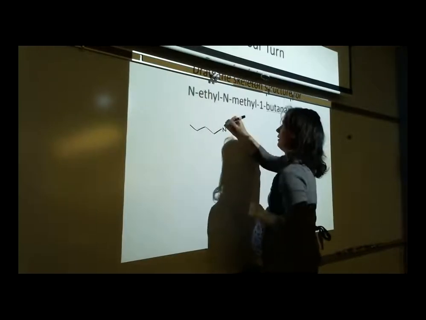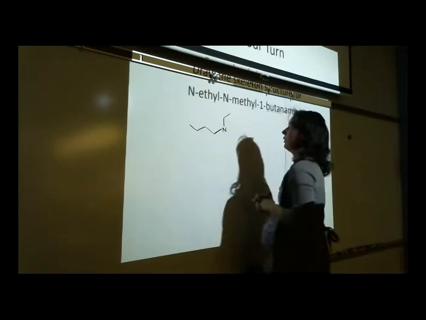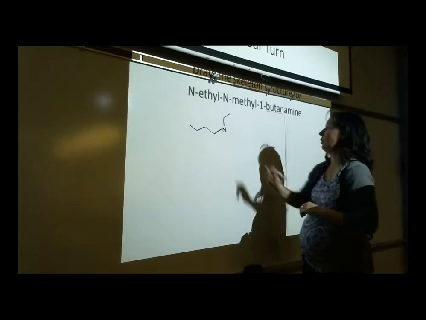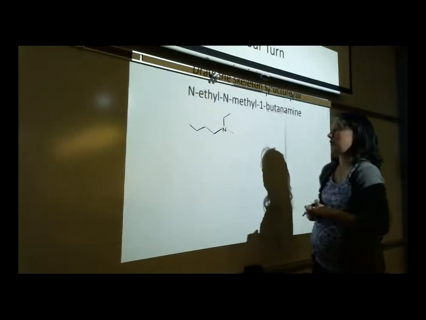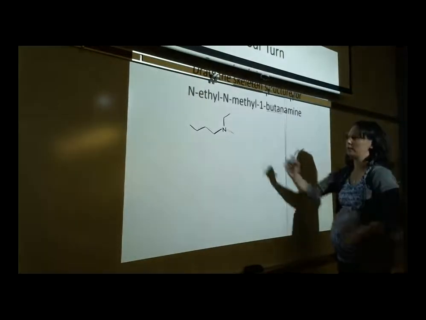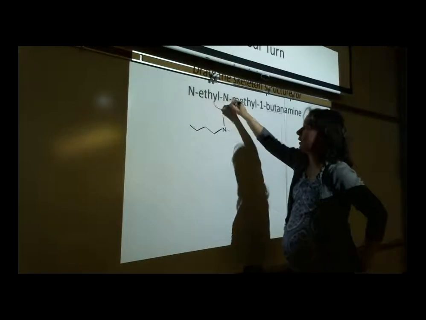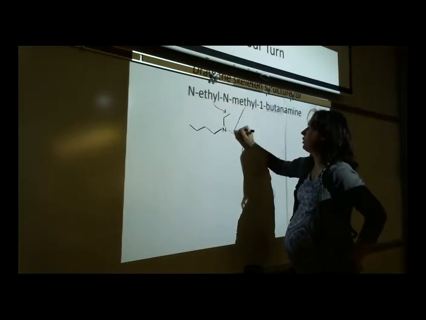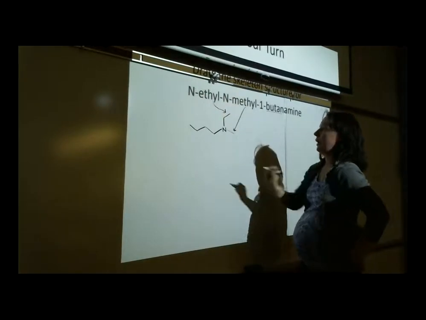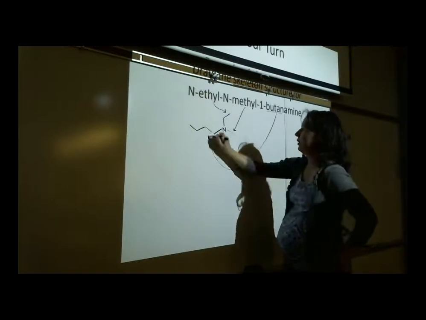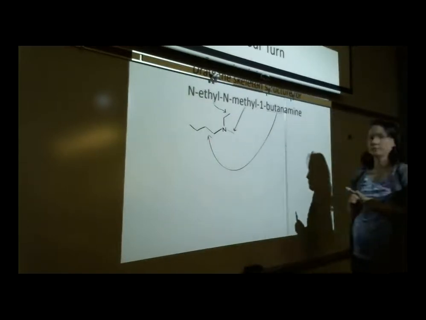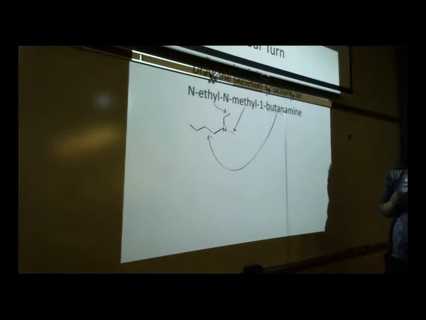Ethyl will be 1, 2, right? And methyl would be that. Right? That's a 2-carbon chain. There's the ethyl part. That's a 1-carbon chain. That's that. And then there's the butanamine part. Do we agree?